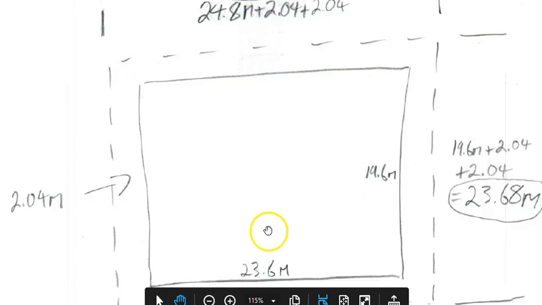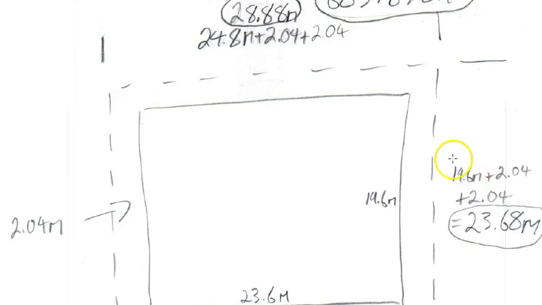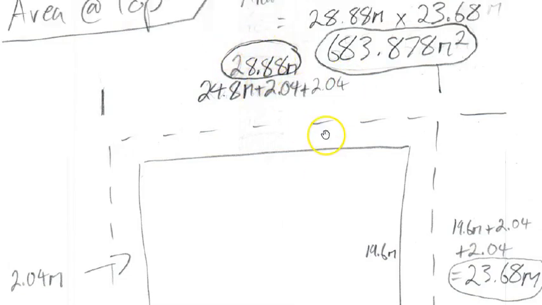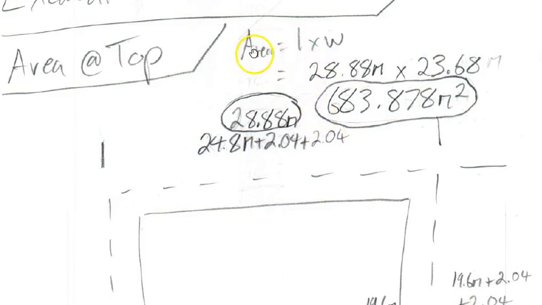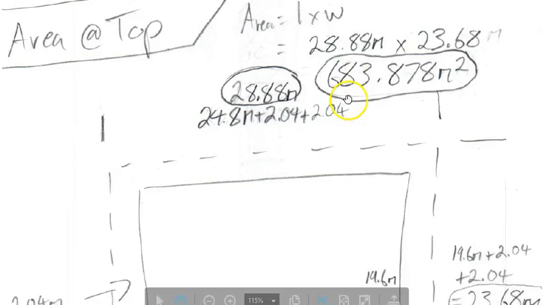Again, this is 24.8, not 23.6. And then we're going to increase that by 2.04 all the way around. Okay, and I've done that here. And the new rectangle for the top is 23.68. And the new rectangle dimension for the length is 24.8 plus the 2 horizontal dimensions of our angle. Gives me 28.88. And I've squeezed in the area for the top up here, length times width, using these two new numbers. It gives me 683.878 meters squared.